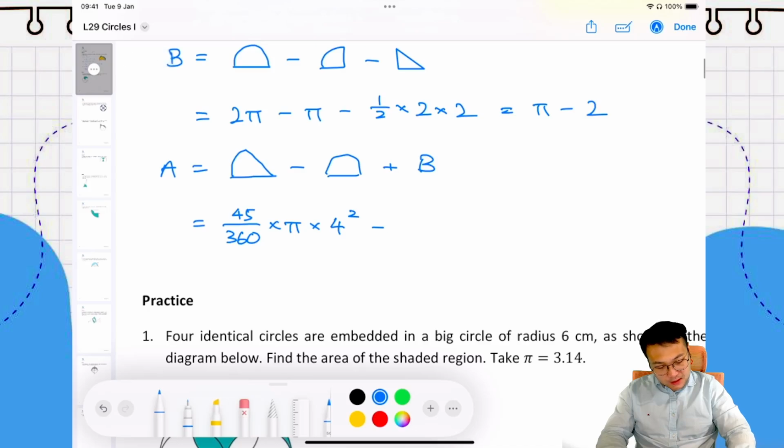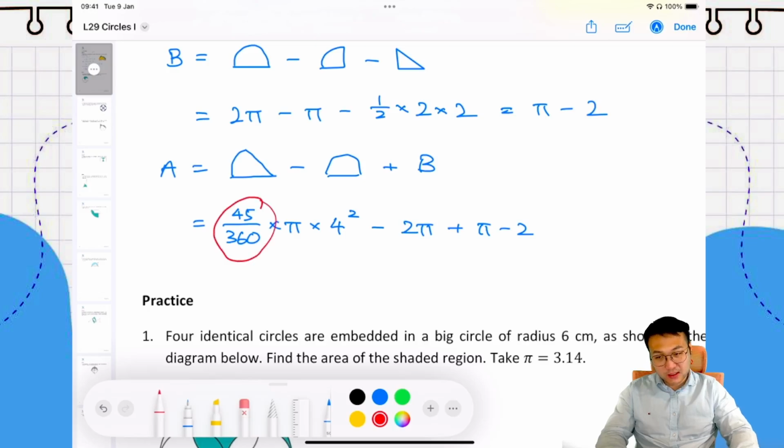Then you say minus the semicircle plus the area of B. So area of B is actually pi minus 2, which we found just now. Now let's simplify everything. This will give us 1 over 8. This is 16. So 16 divided by 8. 16 divided by 8, you get 2.